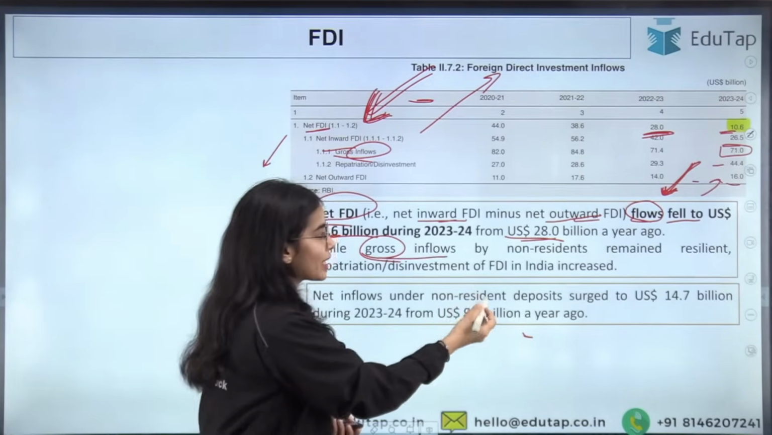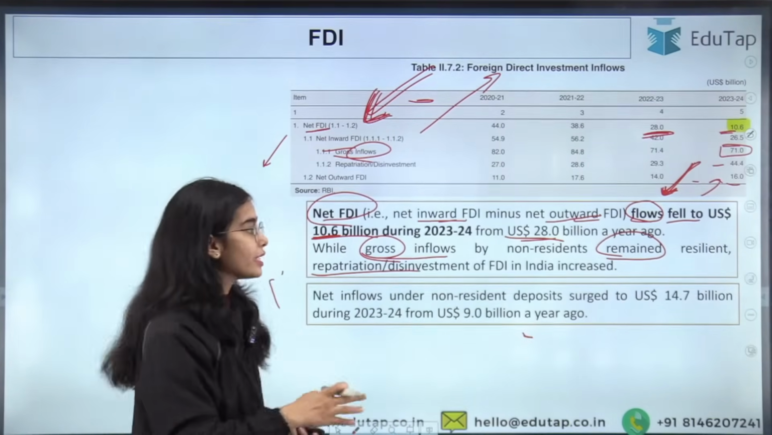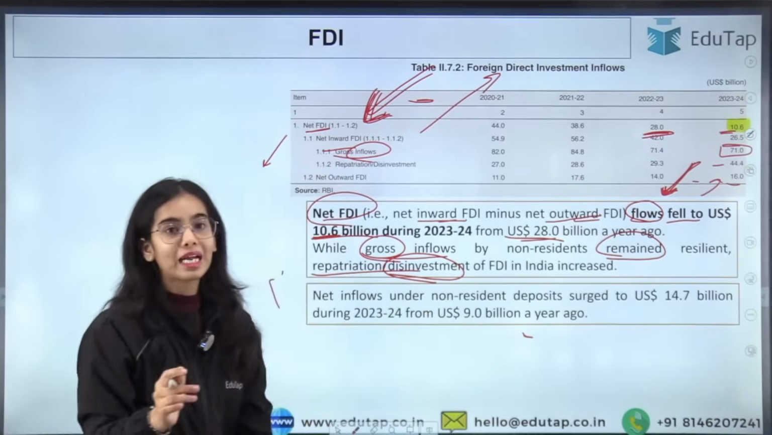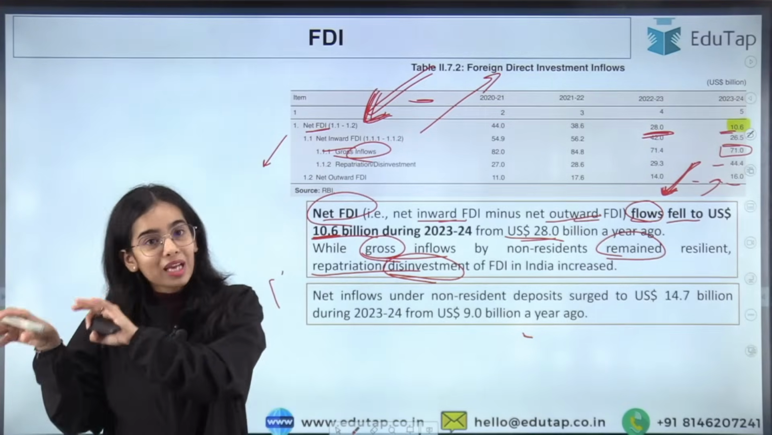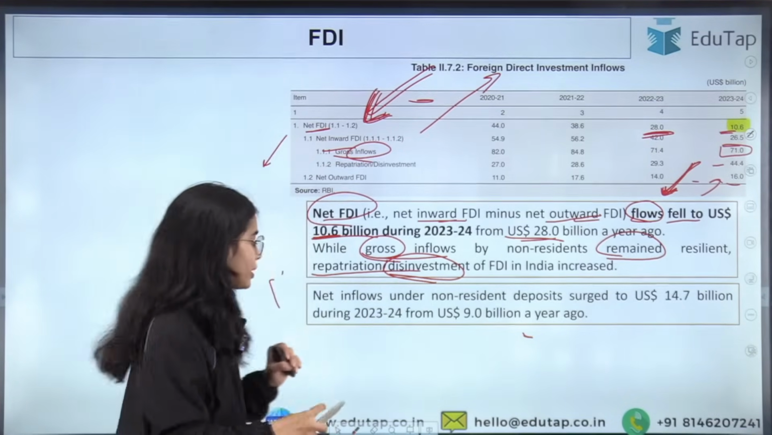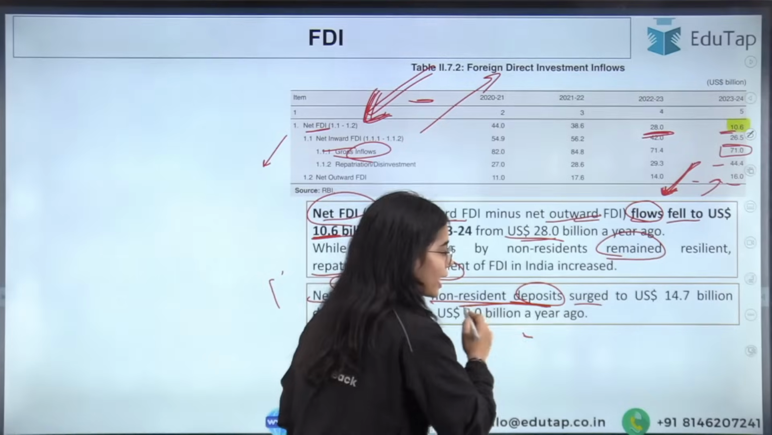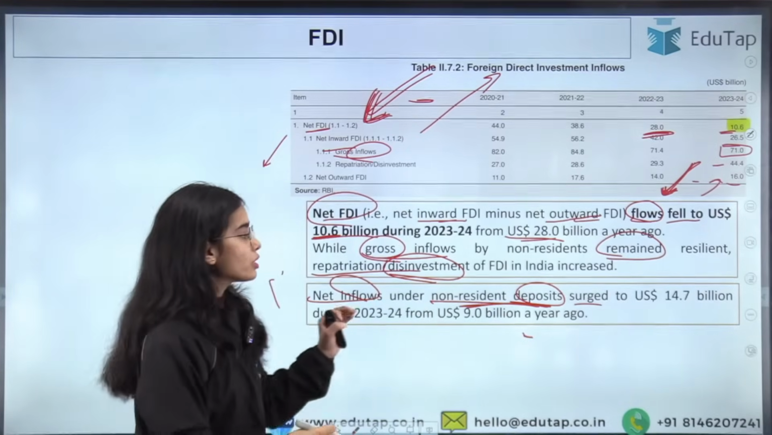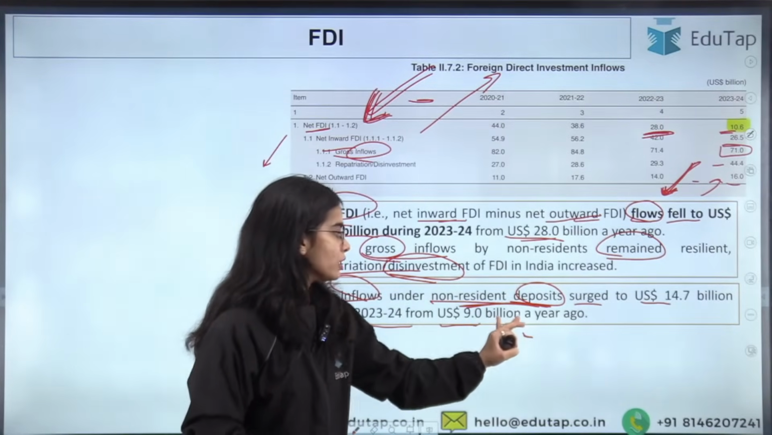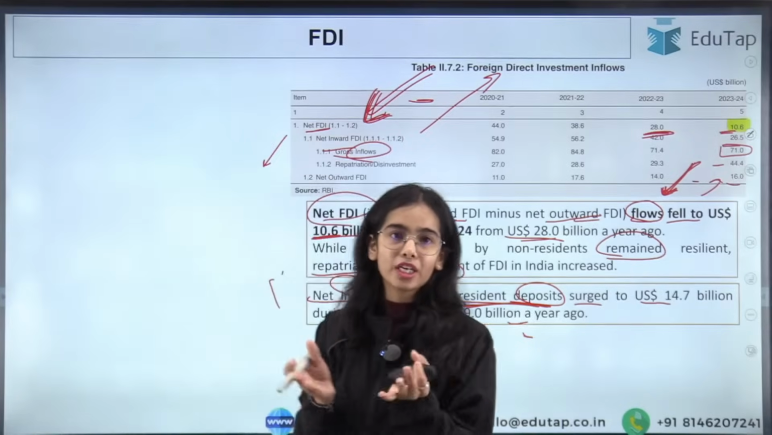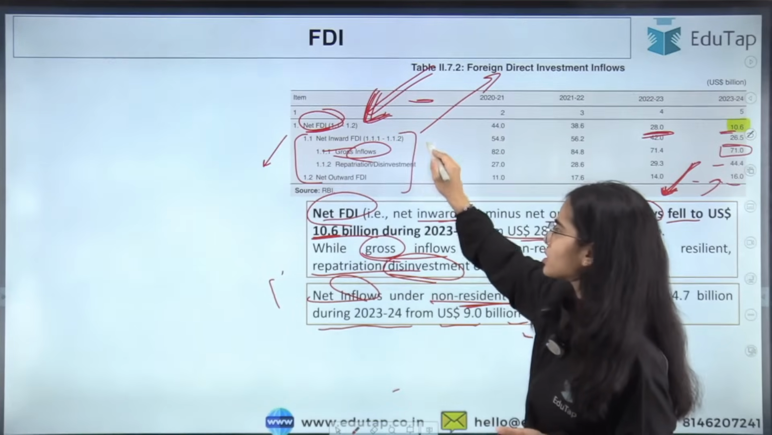So while gross inflows by the non-residents remained resilient, repatriation or disinvestment of FDI in India increased. That became a major problem: from the inflow that came in, there was also disinvestment happening. Net inflows under non-resident deposits surged. Non-residents deposited in our country, in NRO and NRE accounts, and this surged to US dollar 14.7 billion from US dollar 9 billion a year ago. So that is the whole idea of the net FDI. The net FDI data is the most important, that you can remember. The breakdown is not very important.